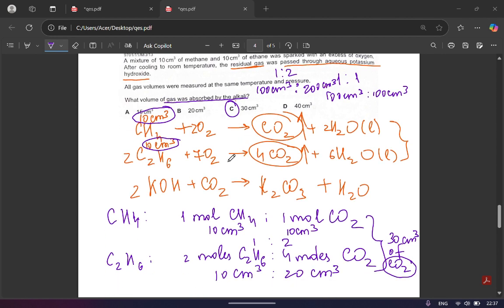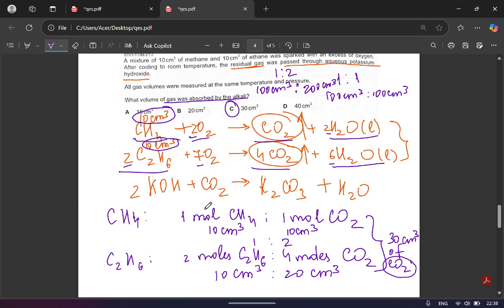So first of all, what I have done is that I've written all the needed equations. Here you see this is the combustion of methane, this is the combustion of ethane. I've balanced them, as you see. These are the correct coefficients for them.